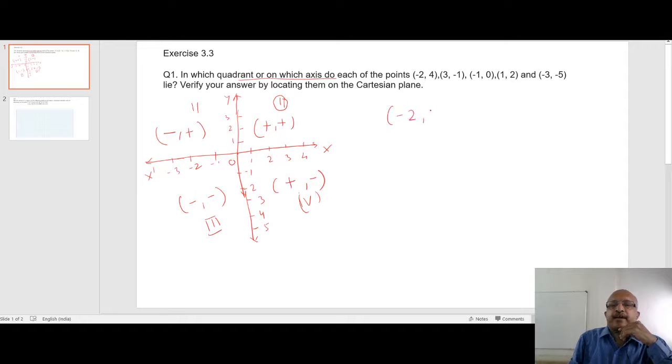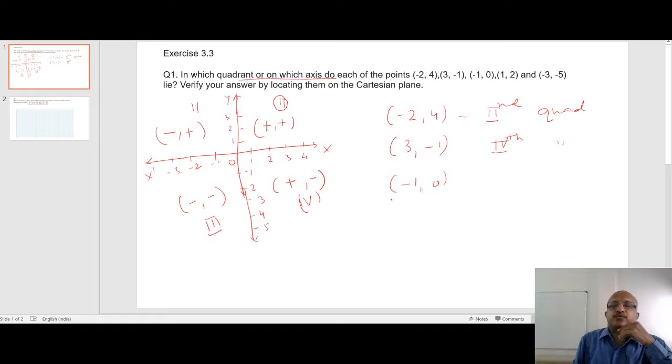So -2, 4: negative and positive. So see here, negative, positive. That means second quadrant, right? You should write the whole answer. Then we have 3 and -1: positive, negative. See here. So that means fourth quadrant, right?